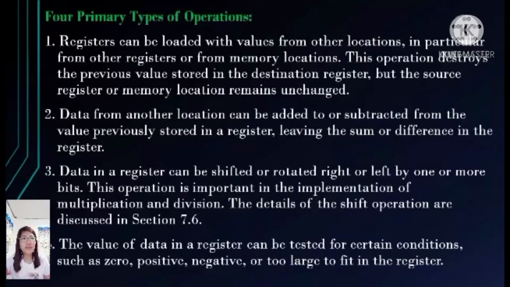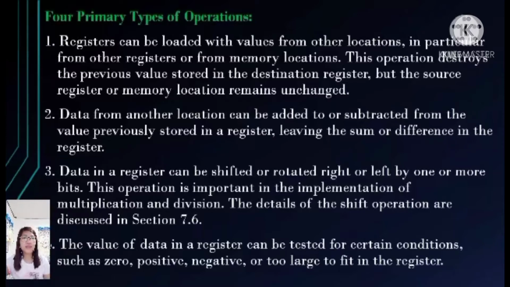There are 4 primary types of operations most registers support. Number 1, registers can be loaded with values from other locations, in particular from other registers or from memory locations. This operation destroys the previous value stored in the destination register, but the source register or memory location remains unchanged. Number 2, data from another location can be added to or subtracted from the value previously stored in a register, leaving the sum or difference in the register.